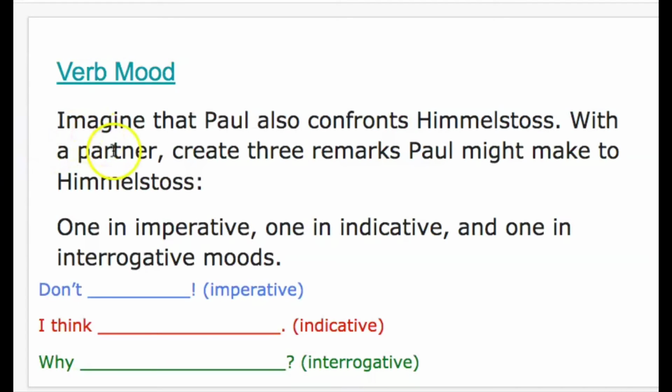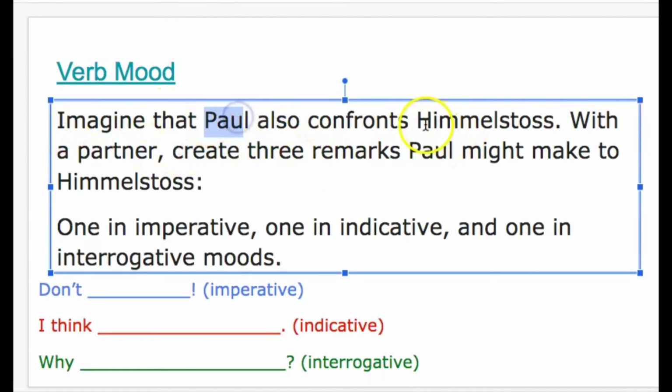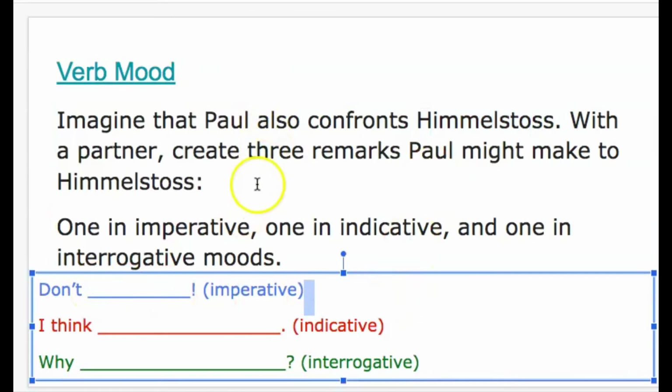So I want you guys to imagine that Paul, our narrator, also confronts Himmelstoss with a partner or with a parent or a sibling. Create 3 remarks that Paul might have made to Himmelstoss. What might he have said to him during an incident that has taken place between Paul and Himmelstoss? I've written these sentence stems here to help you.